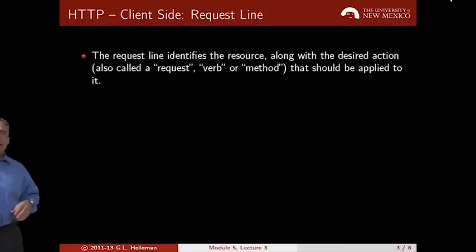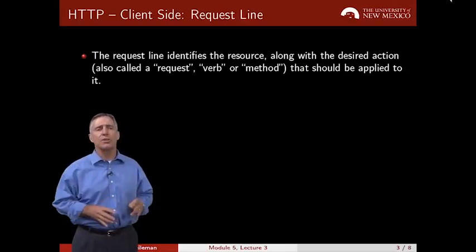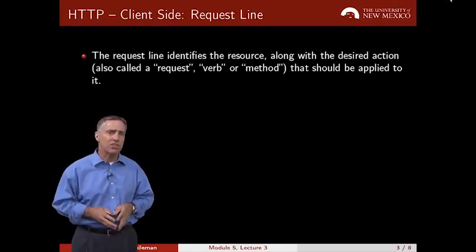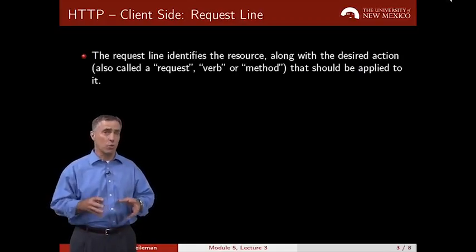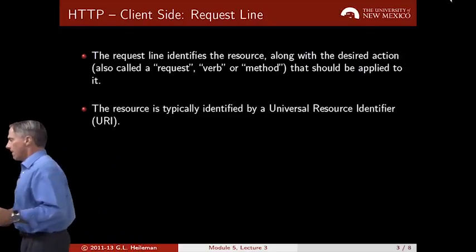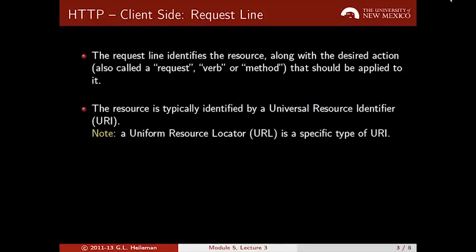The request line identifies the resource. For example, if you think back to the previous lecture, we had a GET index.html. The resource in this case is index.html, along with the desired action or the request itself. And the request in the previous example was a GET request. The resource is typically identified by what's known as a URI, a universal resource identifier, and a URL is just a specific case of that.